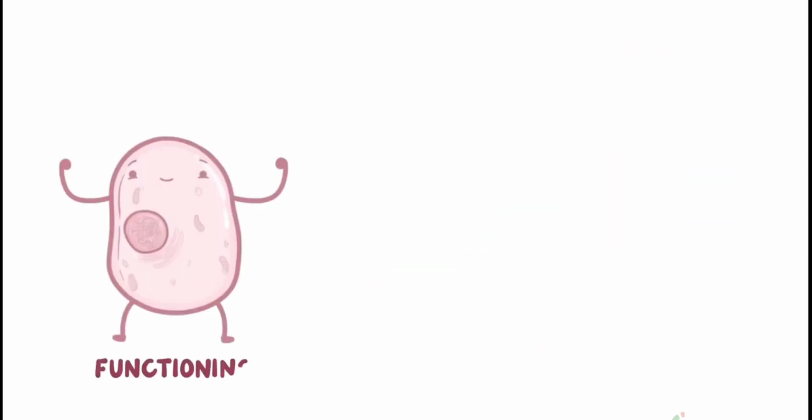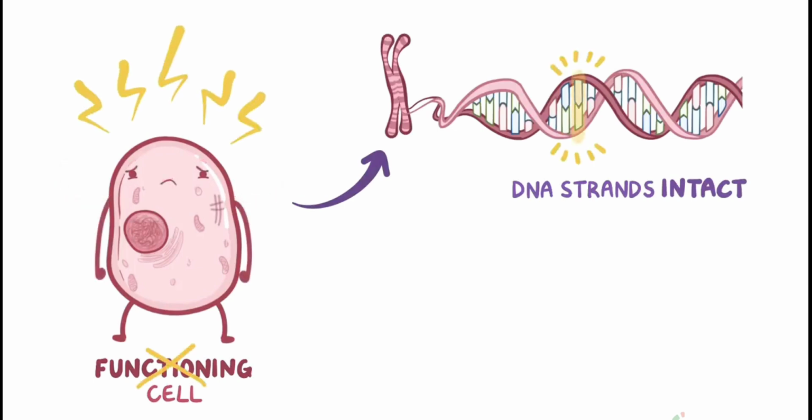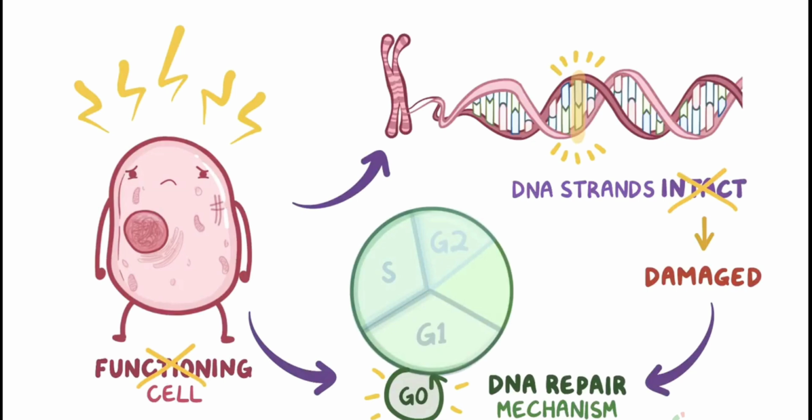So for the cell to keep functioning, the DNA strands need to remain intact, or at least mostly intact, in order to pass on or express unaltered genetic information. Unfortunately, the cell is exposed all the time to both endogenous and exogenous or environmental factors that can damage the DNA. Luckily, if DNA gets damaged, the cell can enter a special phase outside the cell cycle, the G0 phase, where DNA repair mechanisms try to fix the damage.